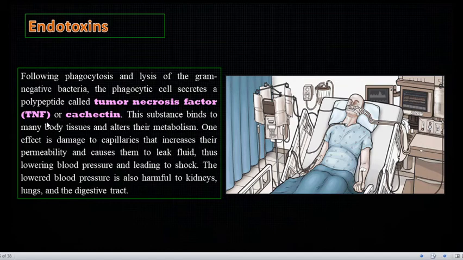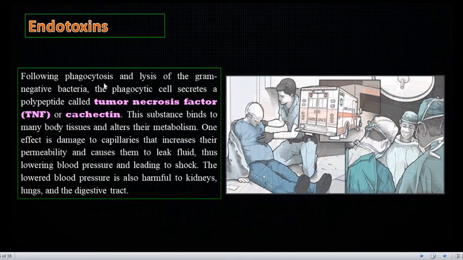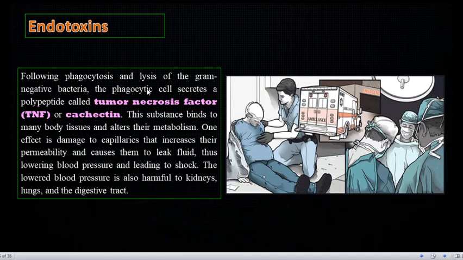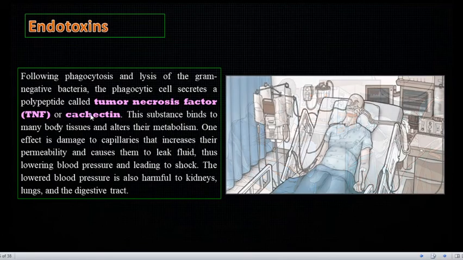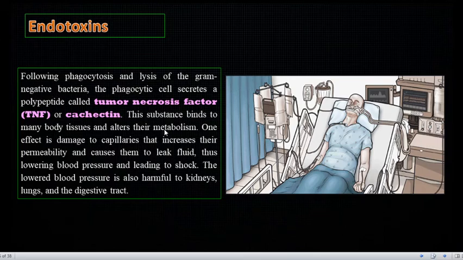Now, this substance binds to many body tissues and alters their metabolism. So, this is how your septic shock occurs, class, ha? Ayan, kapag nag-rupture ang negative bacteria, nagproproduce ang phagocytic cells ng isang polypeptide known as TNF or cachectin. Now, itong substance na ito, they will bind with your body tissues and will alter their metabolism. This is how they affect your host cells. Okay? Binabago nila ang metabolism ng cell.